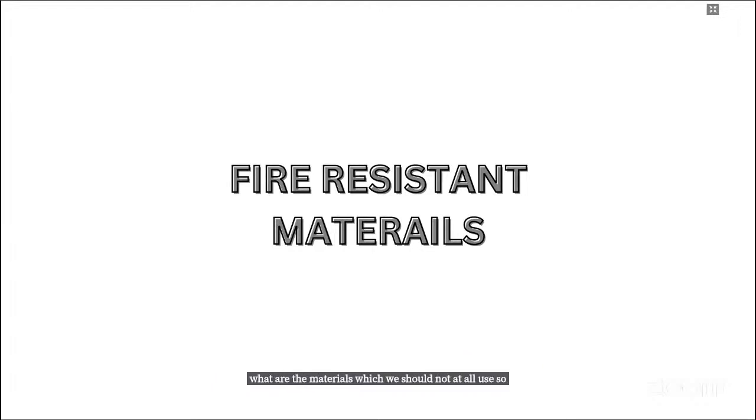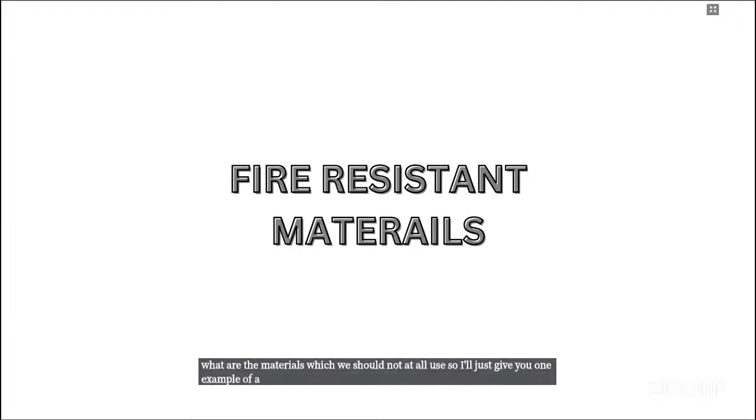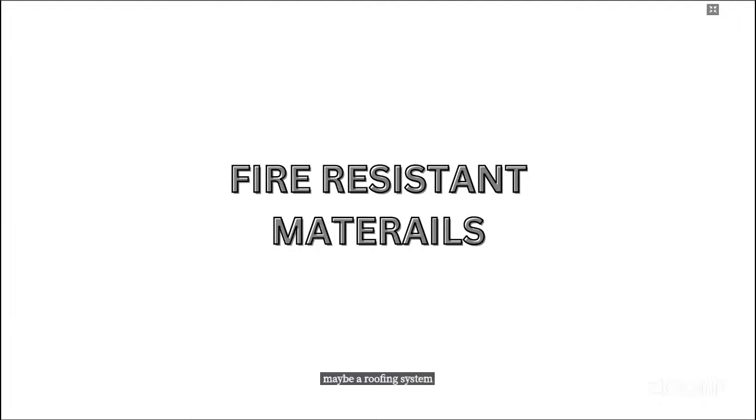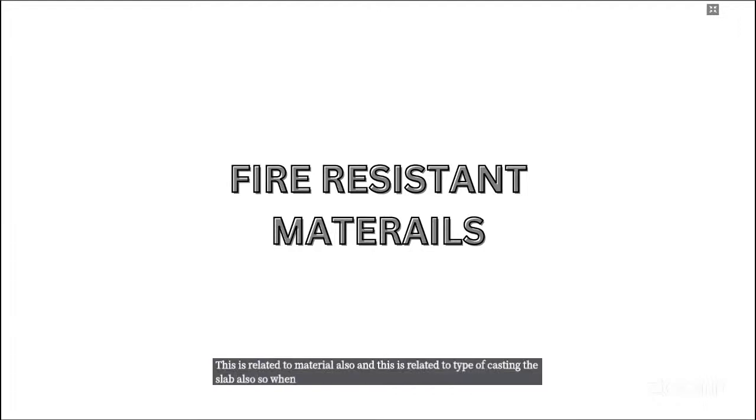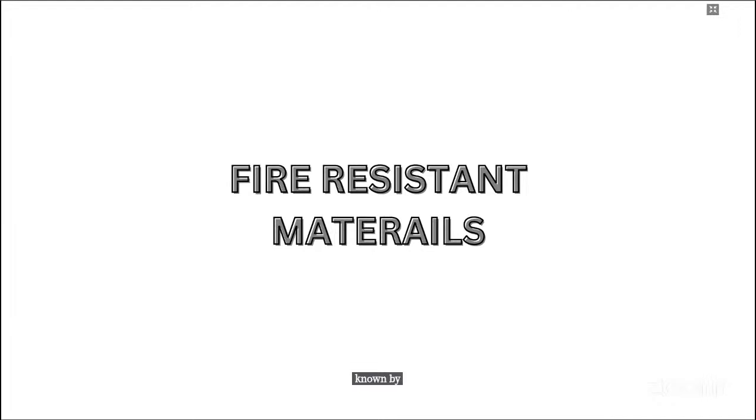So I'll give you one example, maybe a roofing system. We are all very much aware of the flat roof system and the pitch roof system. This is just a generic example so that you can correlate. It is related to material, and also to the type of casting of the slab. When we talk about the plain and flat slab system, we know that the flat slab is the fire resistant approach towards making a slab.